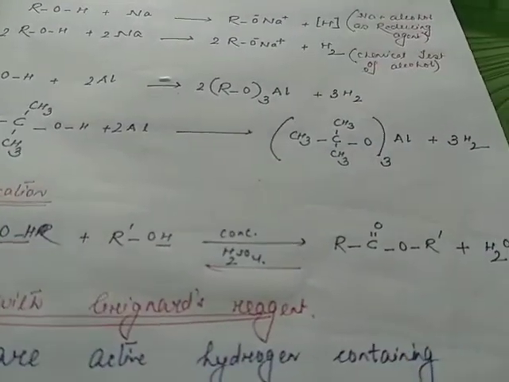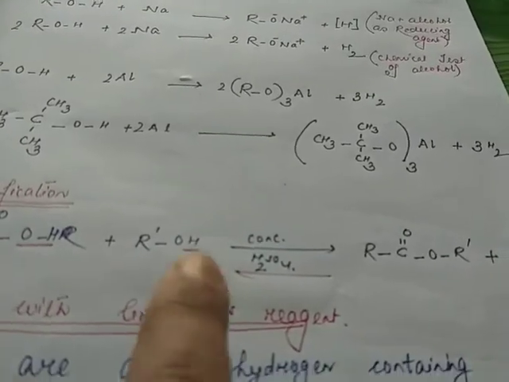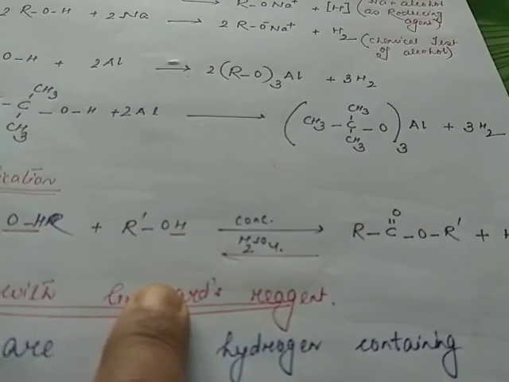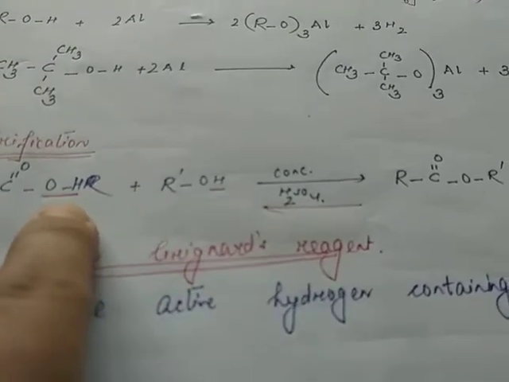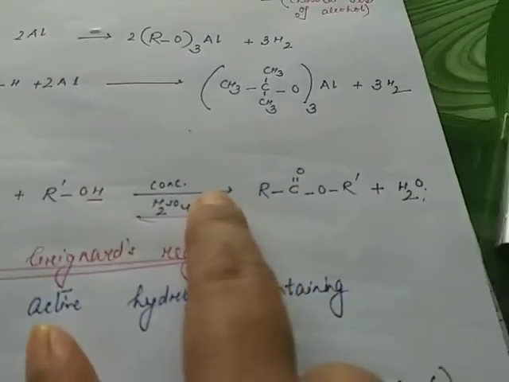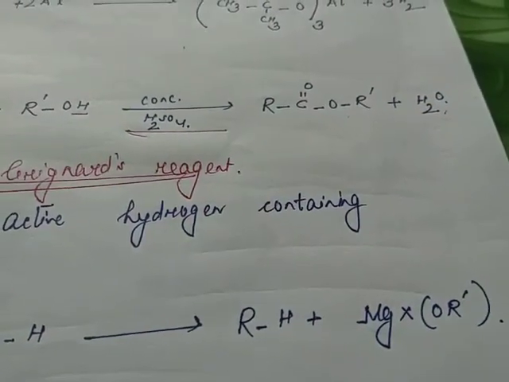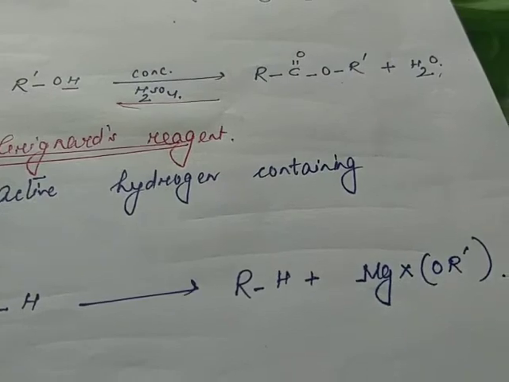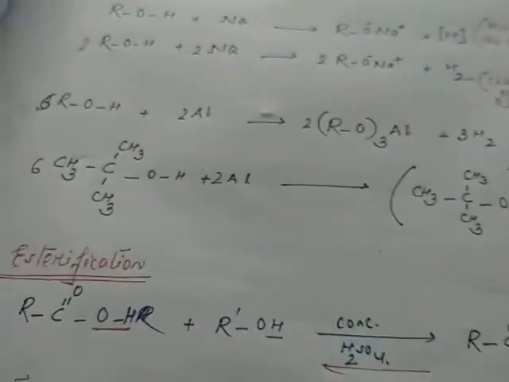An even better yield of ester can be observed when the alcohol is treated with acid chloride. Instead of acid, we use acid chloride, and pyridine is used, so that the pyridine absorbs the HCl and neutralizes it, and therefore we do not get the chance of the backward reaction.